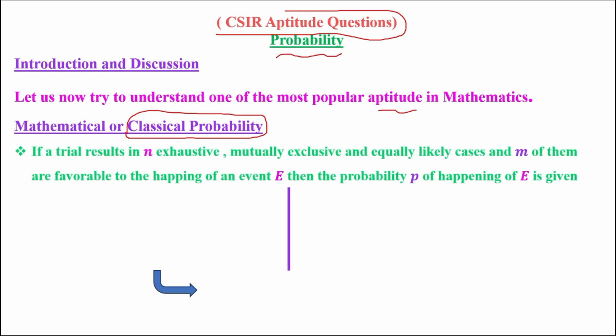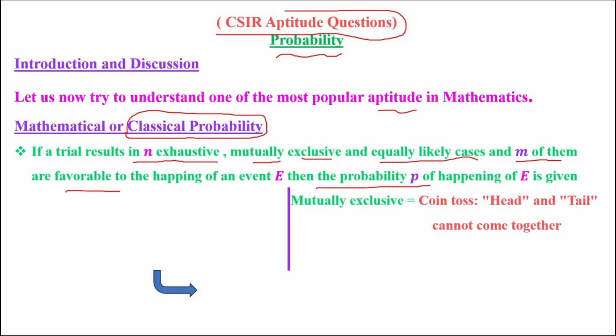If a trial results in n exhaustive, mutually exclusive and equally likely cases, these three words are very important. We need to understand the keywords. And m of them are favorable to the happening of an event. Favorable event means our expectation. Then the probability p of happening of E is given by the following.